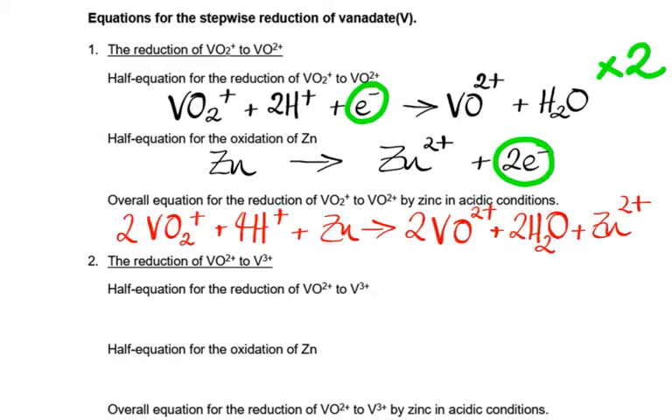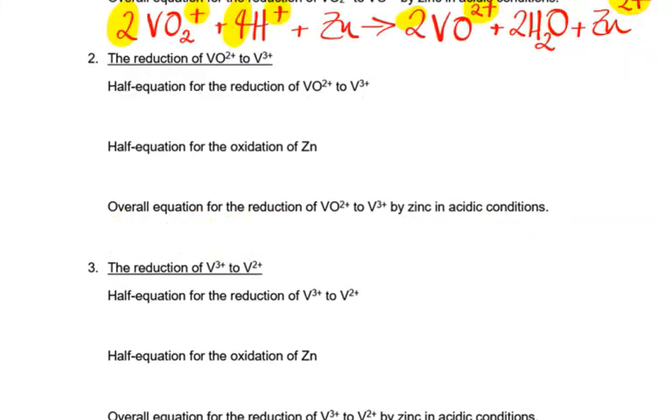So we should get that. Always worth checking at the end to check the charge. So I've got 2 lots of +1 and 4 lots of +1, so I've got +6 on the left hand side, +4 and another 2, +6, so +6 on each side, so I would be fairly confident that this is correct. Do the other two just in exactly the same way.